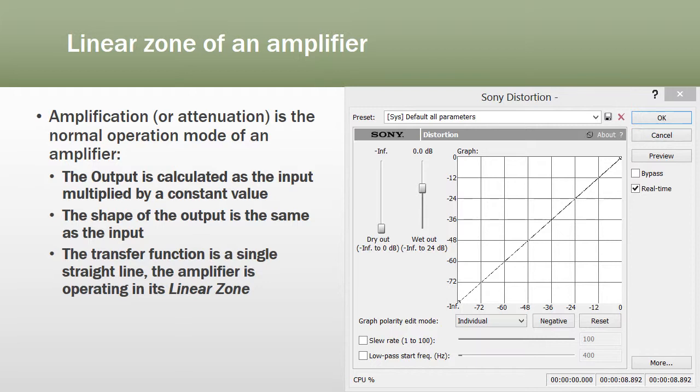Amplification or attenuation is the normal operation mode of an amplifier. In this mode, the output is the result of the input multiplied by a constant value. When operating in an amplification or attenuation mode, the shape of the output is the same as the input. The transfer function of the amplifier is a single straight line. This is why we say that the amplifier is operating in its linear zone.